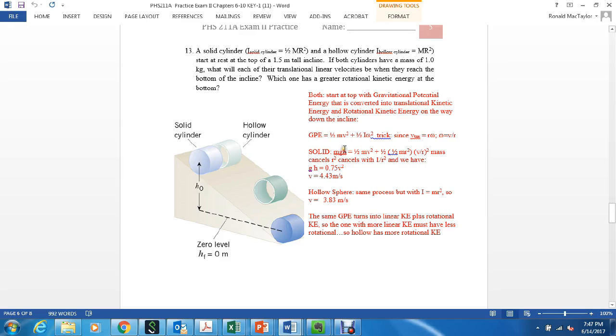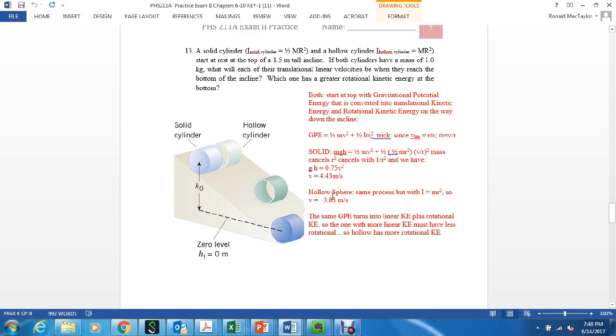So the solid sphere, 1/2 m v squared, the kinetic energy, plus 1/2 times I omega squared. So I for the solid cylinder is 1/2 m r squared. Omega again is v over r. Square that, it's v squared over r squared. So we wind up with a final velocity of the solid sphere being 4.43 meters per second.